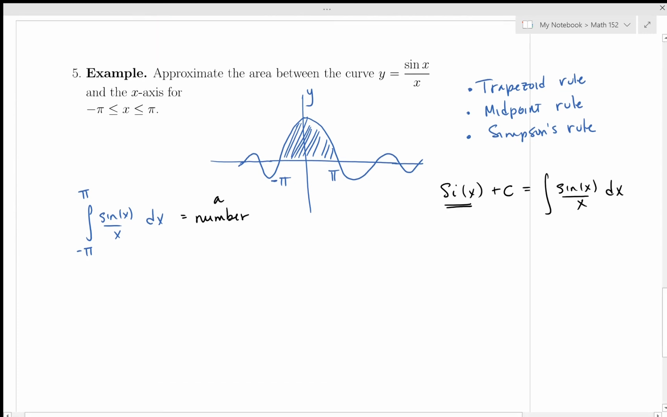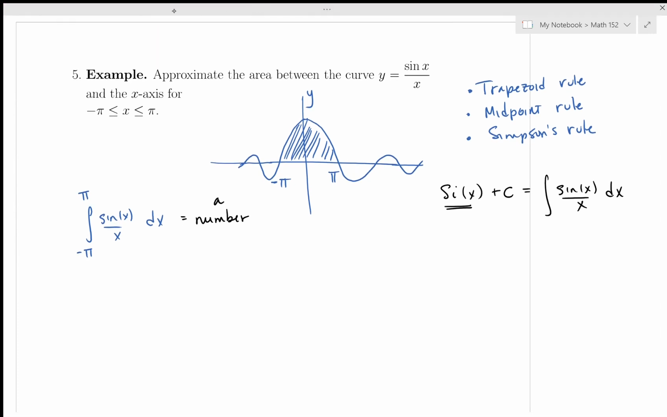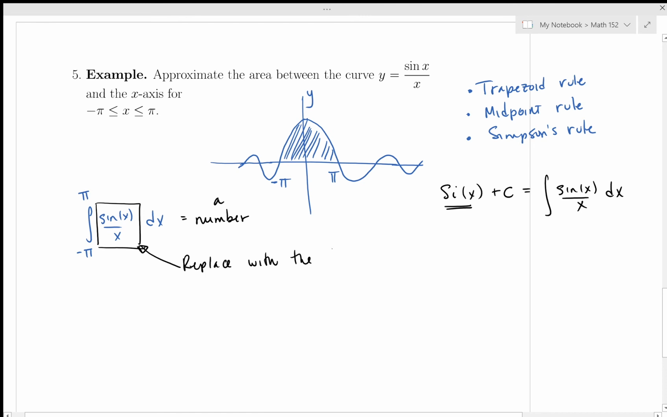So our idea of what to do here, different from what we used to do before, is to take this right here and replace it with the Taylor series. And then that will be a polynomial. Then we could easily integrate and give you a number. And then we also want to bound the error, so we can tell you by how much we are out.